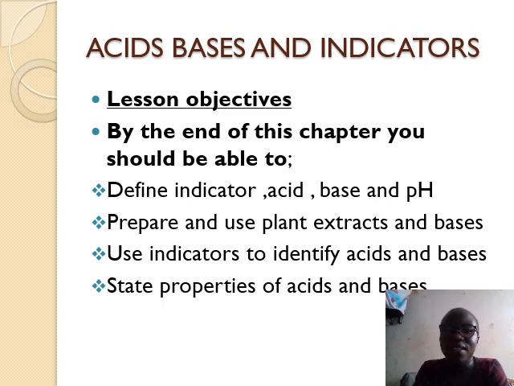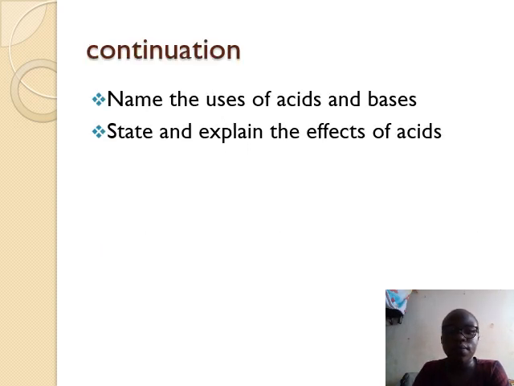Lesson objectives: by the end of this chapter, you should be able to define an indicator, an acid, a base and pH; prepare and use plant extracts and bases; use indicators to identify acids and bases; state properties of acids and bases; name the uses of acids and bases; and state and explain the effects of acids.